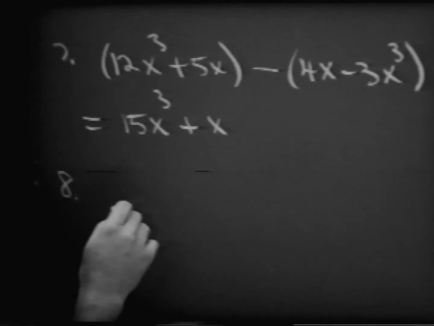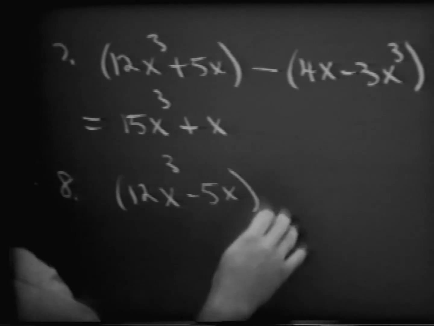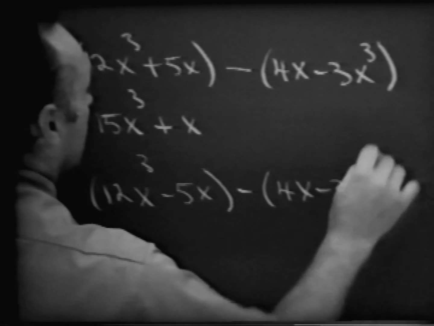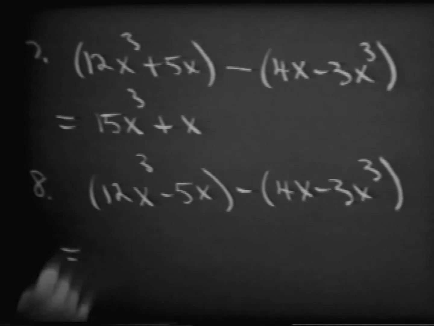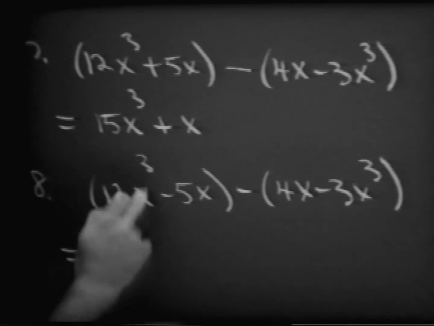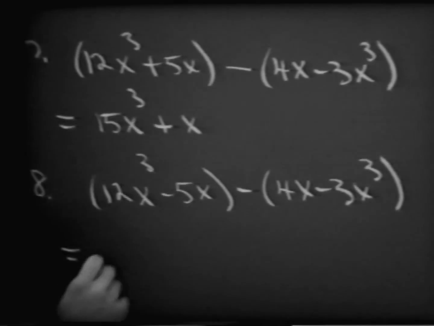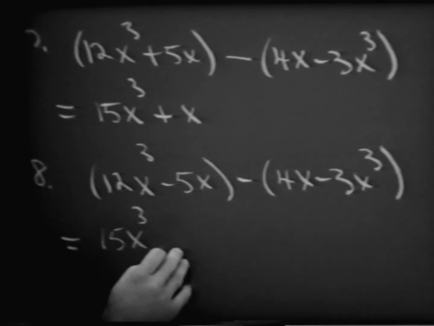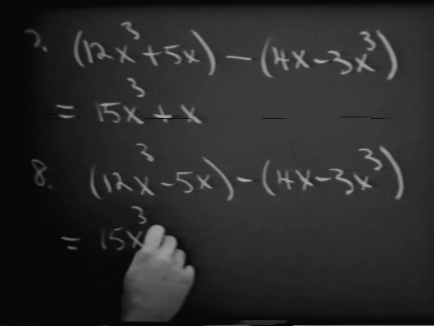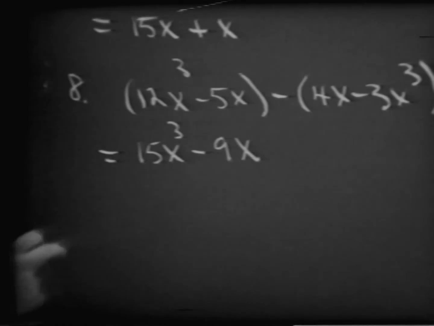And let's see what other variations we may write. Suppose we had 12x cubed minus 5x minus, and then here we have 4x minus 3x cubed, and I guess I can't get too many more dash symbols in there. And what may we say about this? 12x cubed minus the negative 3x cubed is 15x cubed, and minus 5x minus 4x is minus 9x, and we have our final result.